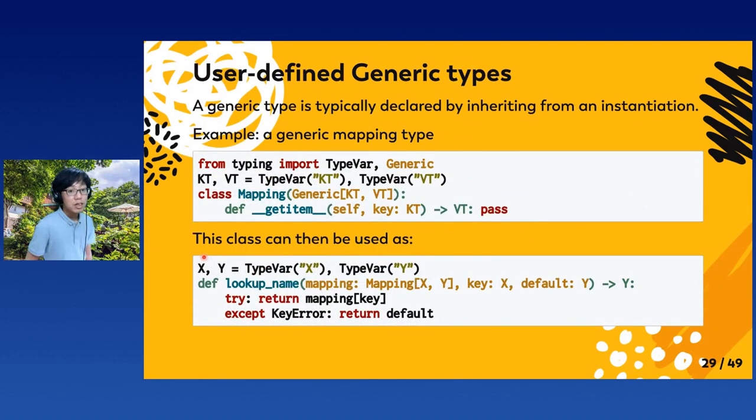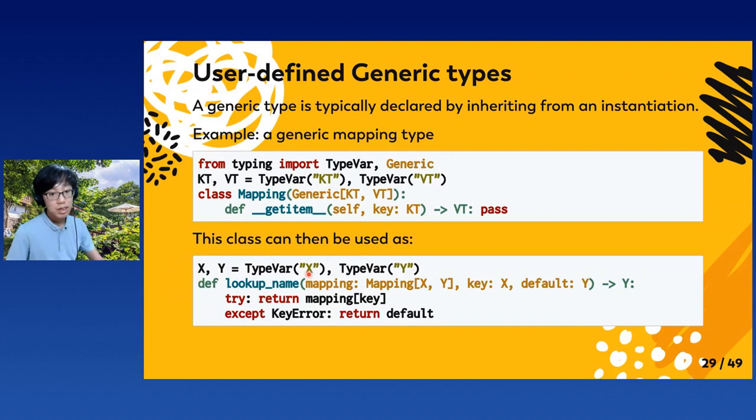Yes, last, generics with user-defined types. It is typically declared by inheriting from Generic. This example is defining a generic mapping type. And this is the use case. In the definition, please note that this key type is the same type, and the value type is also the same type. Sorry, this value type. And this class can be used like this.